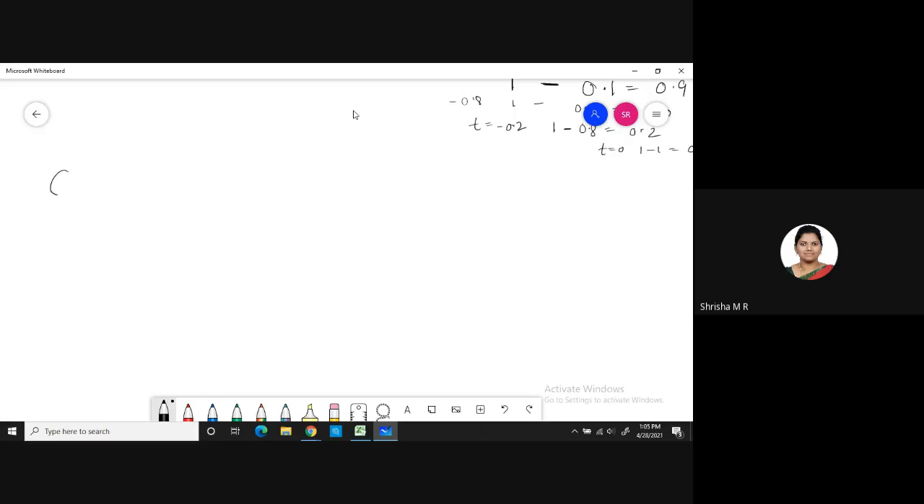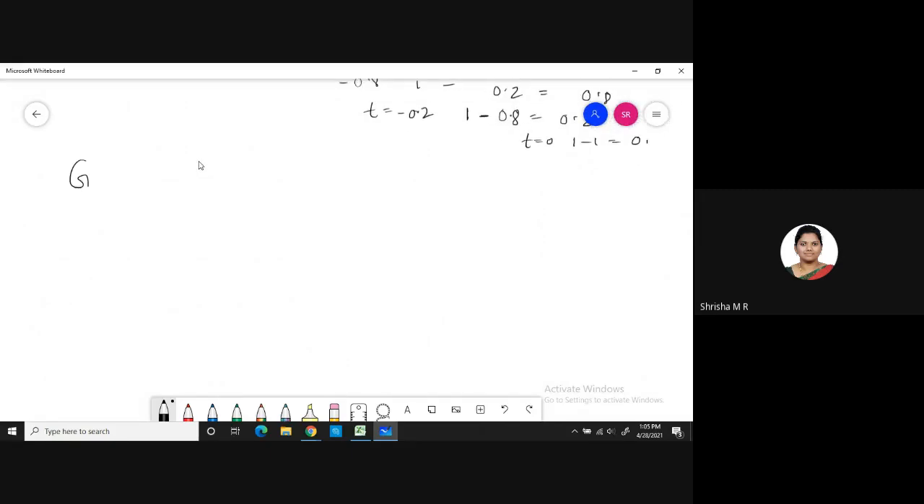Ma'am, homework problem. Yeah, you try this. I'll solve it in tomorrow's class. Given x of n, in this problem you have been given x of n, which is specified for different intervals of n, as you can see.